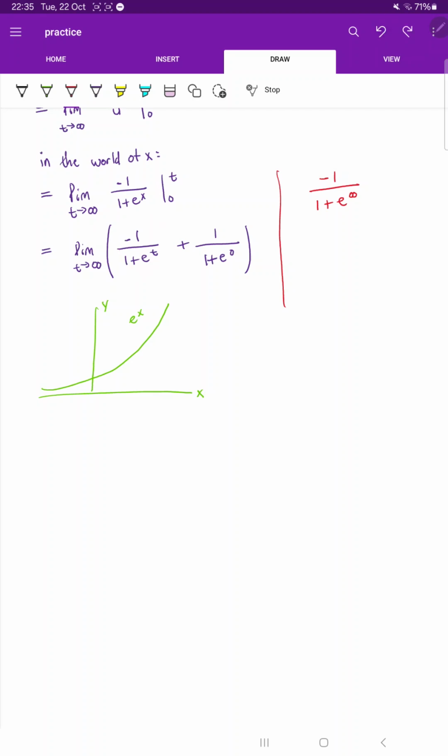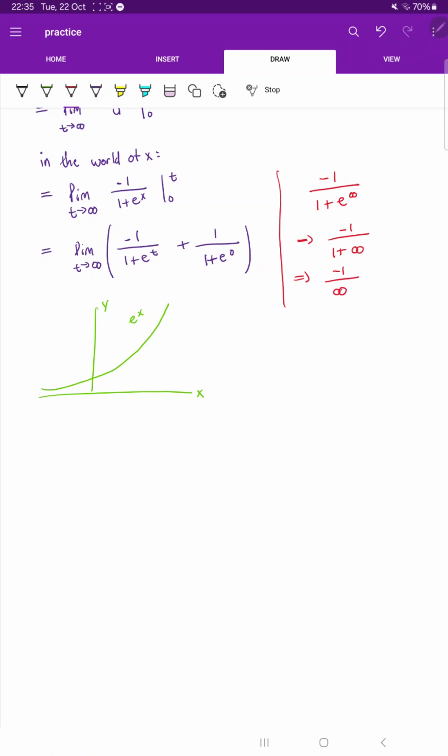So e to the infinity, let's think about this. As x is going to infinity, what is e to the x reaching? Well, you can see that it's going and it looks like it's never ending. So this whole thing is basically infinity. Okay, so stay with me. So we have 1 plus infinity. Now infinity plus 1, that's still infinity, it does not change.